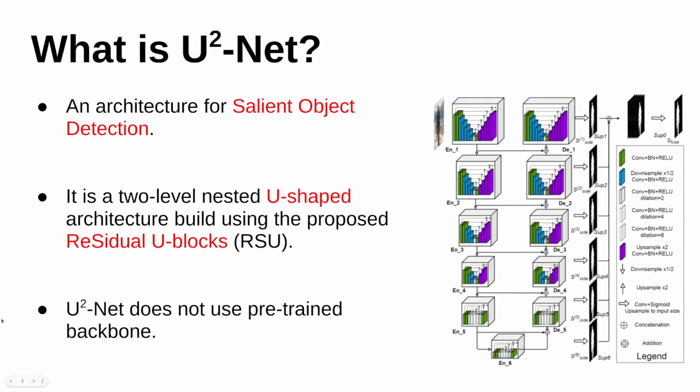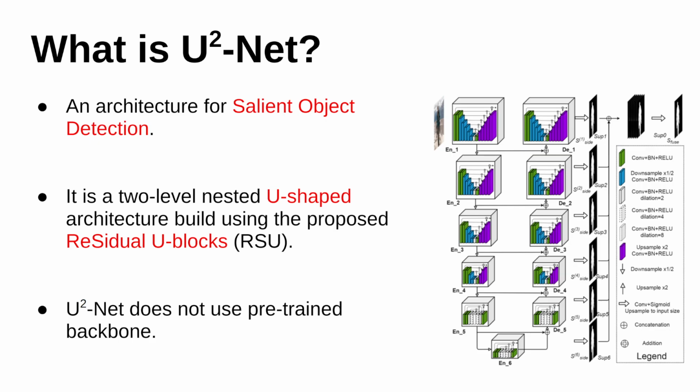First of all, we'll learn about U2Net. I already have a video on the implementation of U2Net in the TensorFlow framework, so to learn more about it, you can watch that video after this. Let's revise it in short. U2Net is an architecture for salient object detection. What do you mean by salient object detection? It is basically the process of extracting the main object from the entire image.